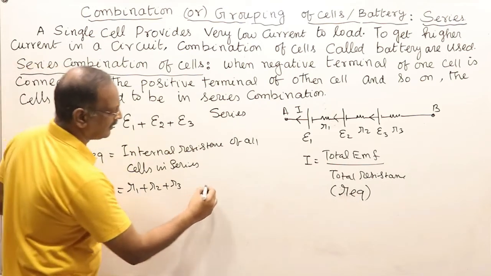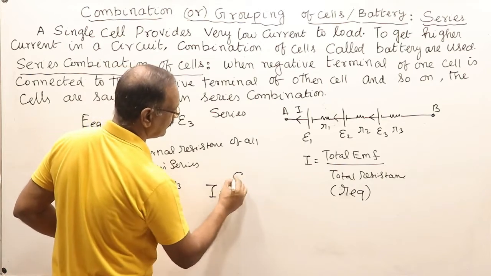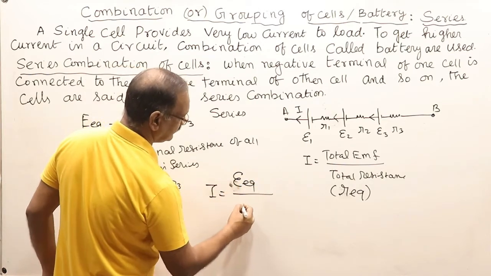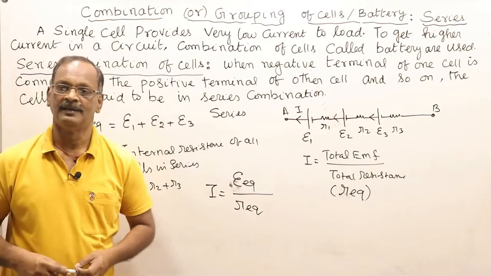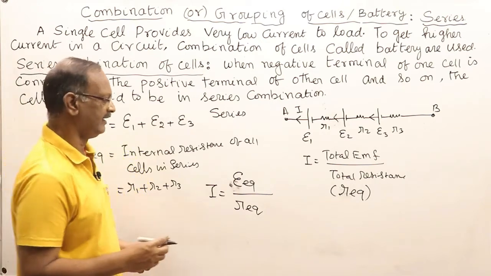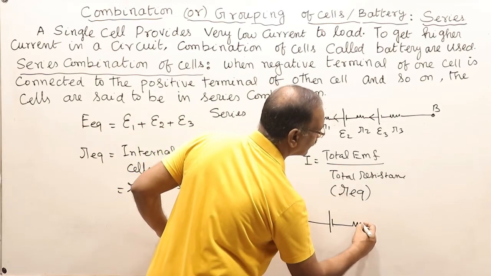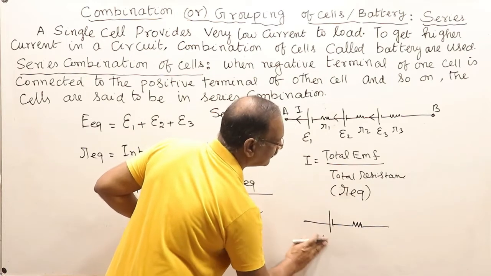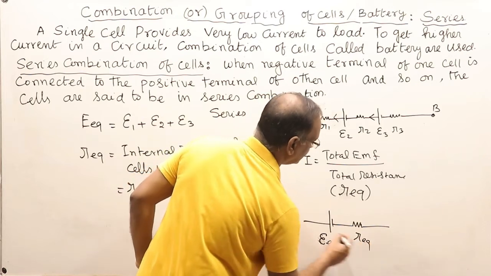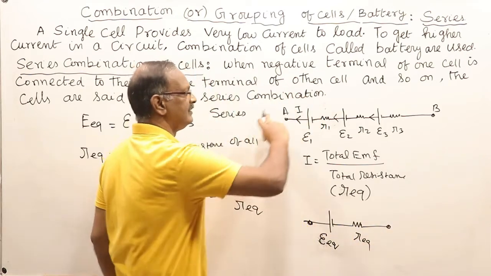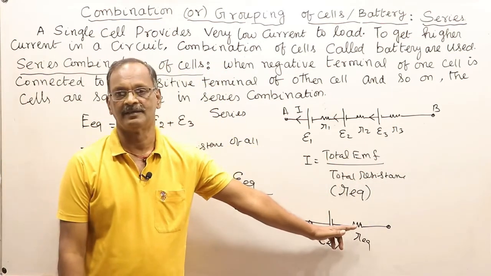And what is the current I? I is equal to the total EMF, that is the equivalent EMF, divided by the equivalent internal resistance of all the cells connected in series. The circuit diagram for this is given with all the EMFs and internal resistances. This is the equivalent EMF and R equivalent. This is how we represent three cells connected in series as a single circuit.